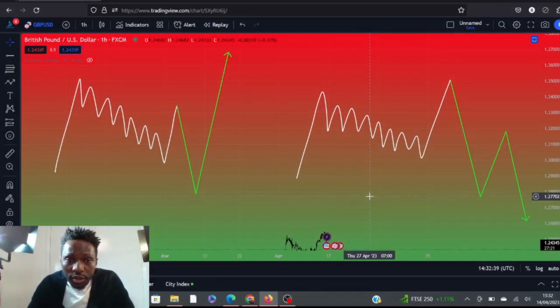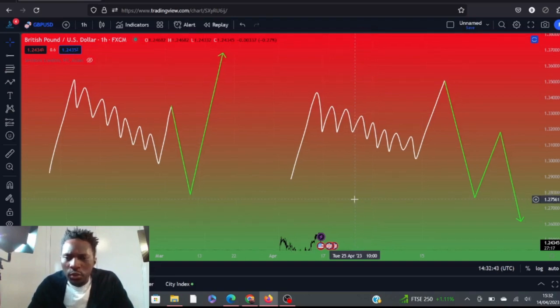Now these two structures look very similar, but why are they behaving in two different ways? If you don't understand that, and you're an active trader who is trading technical analysis, I'm going to advise you to stop trading right now.